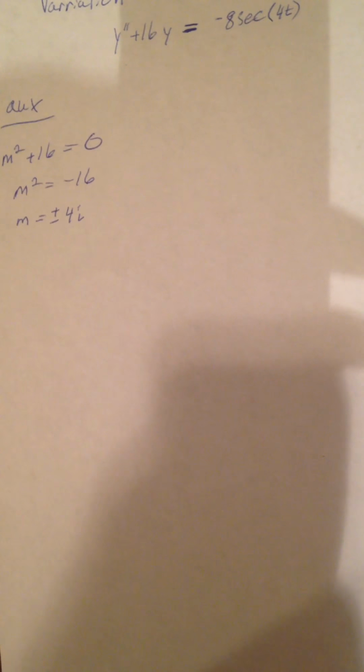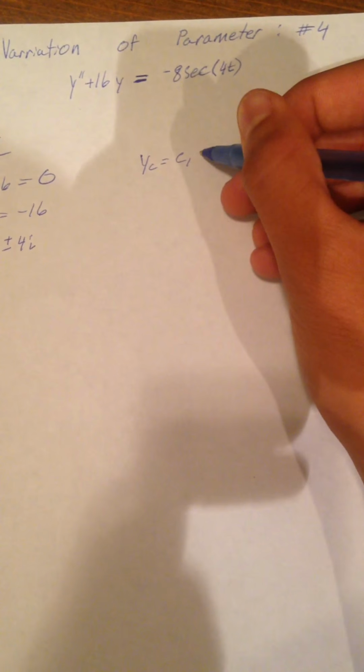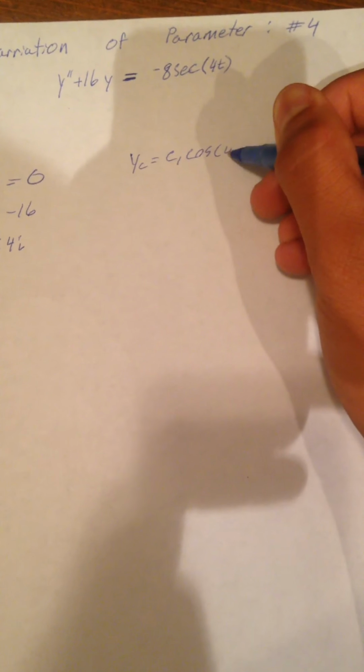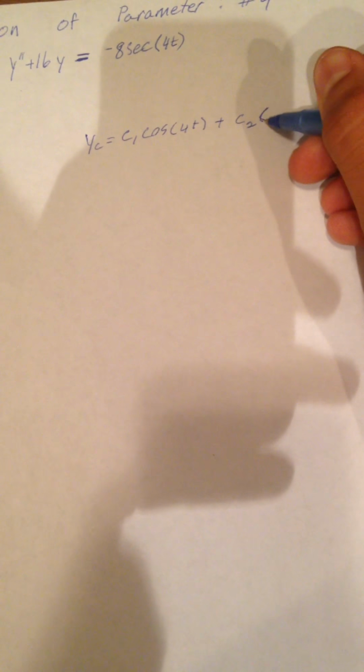And you get m equals plus or minus 4i, so the term in front of it is 0, so you're not going to have any e terms. So your y sub c is going to equal c1 cosine of 4t plus c2 sine of 4t.